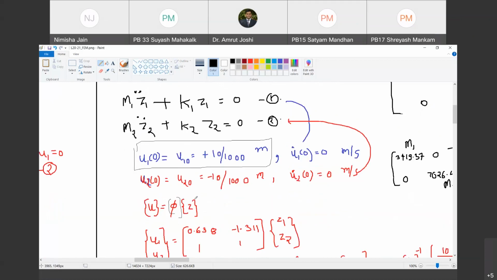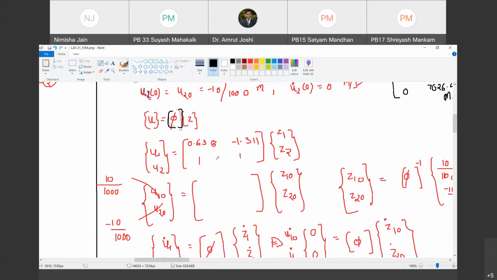So U is equal to phi times Z. This is the equation that we are using. What is the value of phi? That phi has already been evaluated: 0.6381, minus 1.3111. So U1 and U2 is equal to this phi matrix into Z1 and Z2 at all times. Are you with me?